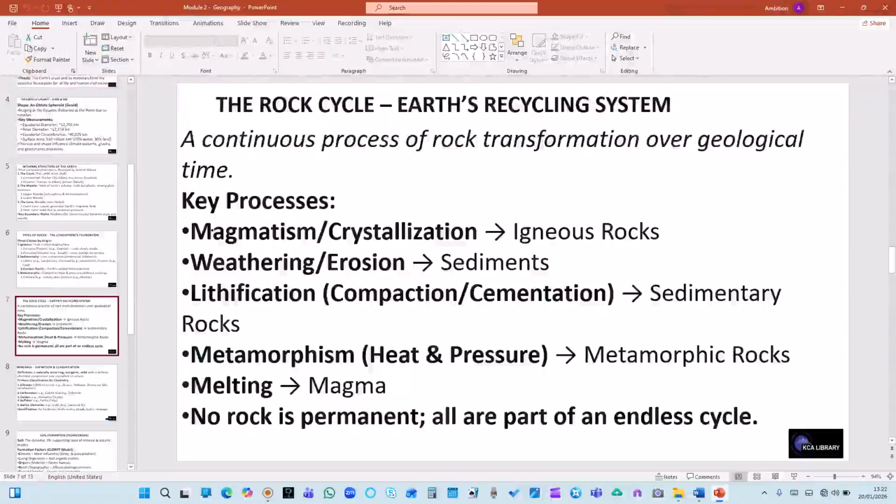magmatism and crystallization, which is the basis for forming igneous rock. Then we have another process known as weathering and erosion. The process leads to the formation of sediments. Then we have lithification, that is cementation, which leads to the formation of sedimentary rocks. Then we have metamorphism, that is change caused by heat and pressure, which leads to the formation of metamorphic rock. Then we have the melting process that leads to the formation of magma. No rock is permanent. All are part of an endless cycle.